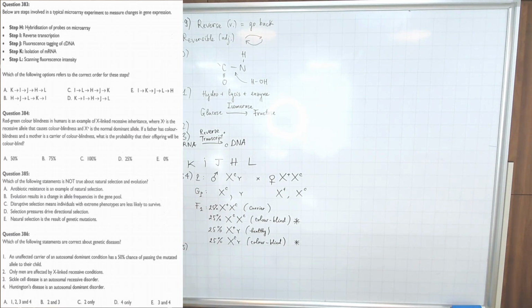Which of the following statements is not true about natural selection and evolution? Những câu nào sau đây thì không đúng về chọn lọc tự nhiên và tiến hóa. Number A. Antibiotic resistance, an example of natural selection. Sự kháng thuốc kháng sinh là một ví dụ của chọn lọc tự nhiên.